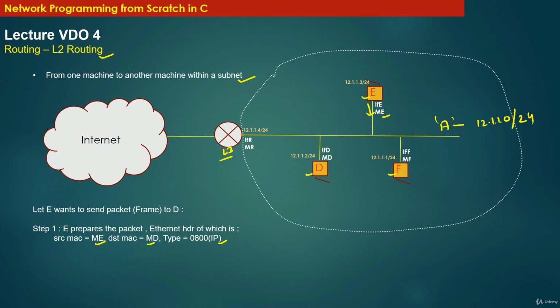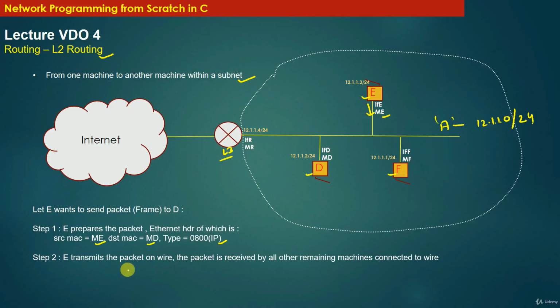Once machine E prepares the Ethernet header and also attaches the rest of the headers like the IP header or transport header, machine E will be in a position to place the packet on the wire. Let us suppose that machine E has placed the packet on the wire. The packet is received by all other remaining machines connected to the wire. So the packet will be received by machine D, by machine F, and by the L3 router as well.